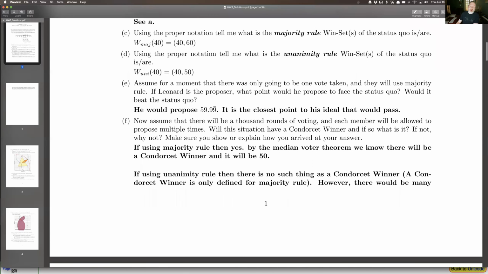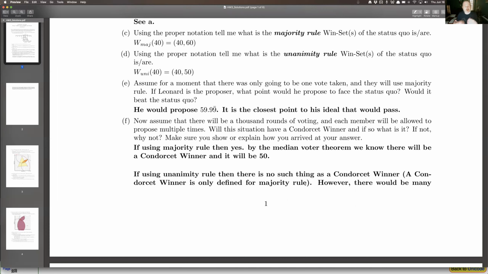Then the last part, I just add this as a note for you. If using unanimity rule, of course, there's no such thing as a Condorcet winner. Condorcet winner is defined by majority rule. That is what it is for. A Condorcet winner, again, is an alternative that cannot be defeated in pairwise majority rule.